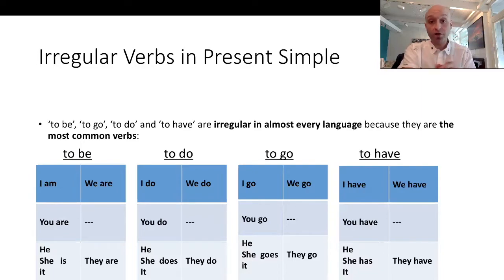These are the irregular verbs in the present simple, and there are only four, which is really good because a lot of languages have many, many more irregulars.